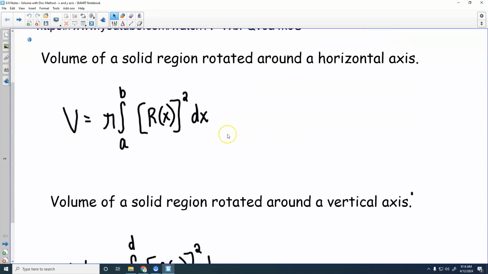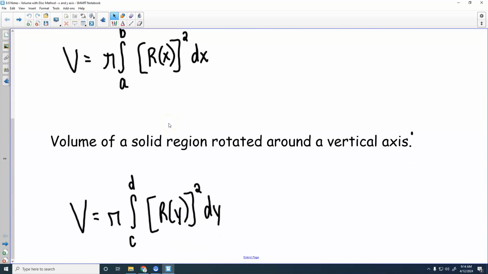So the formula for these, if you're rotating around a horizontal axis, today that is only going to be the x-axis. We will learn how to do other axes, but today it's only the x-axis. If you're rotating around a horizontal axis, your formula is going to be pi, the integral from a to b of capital R of x squared. This capital R of x is going to be the radius of that revolution.